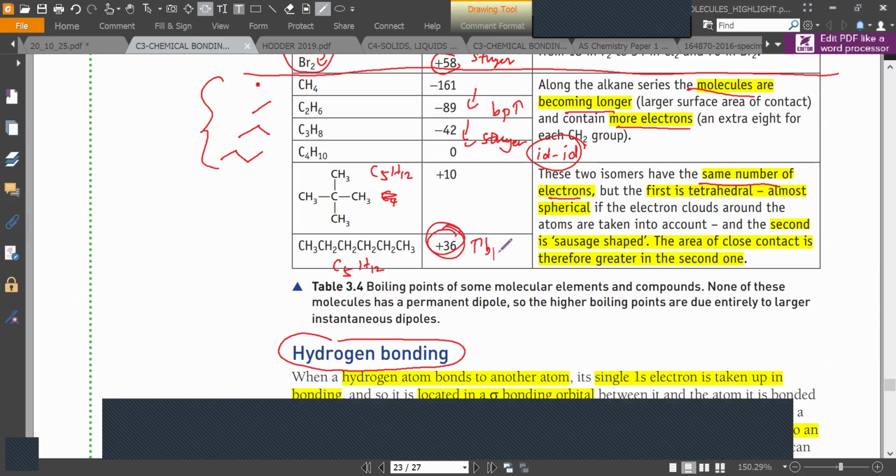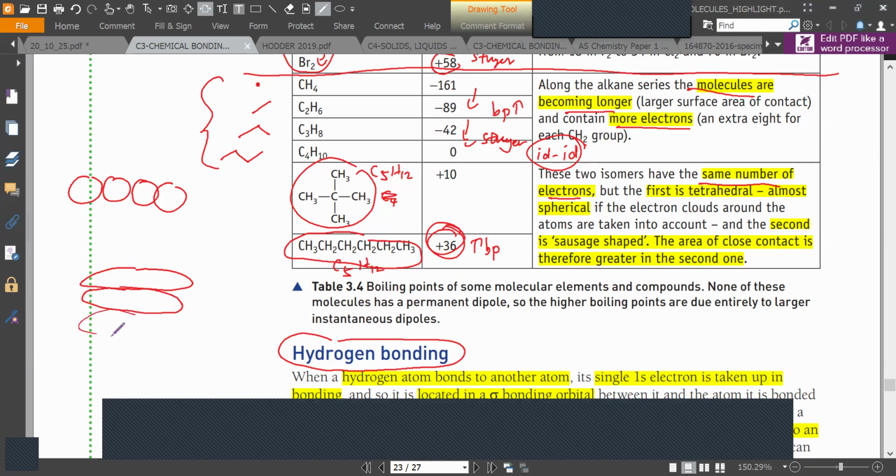Why does this one have a higher boiling point? Because this one is spherical, like this, and this one is cylindrical in shape. So this one has more contact area, and more contact area means a stronger instantaneous dipole. Sausage shape, the area of close contact is greater, so the instantaneous dipole is stronger. So it has a higher boiling point.